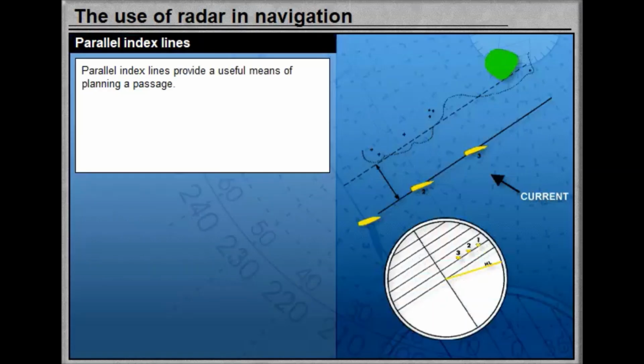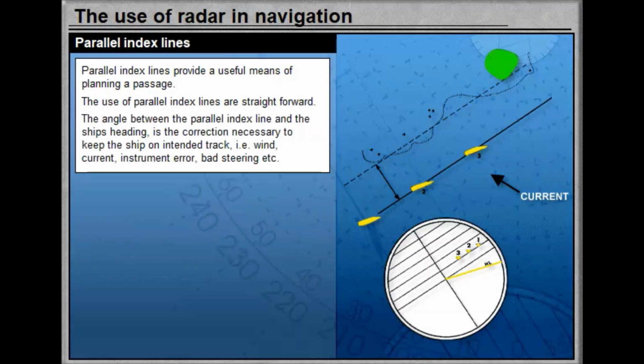With a gyro-stabilized radar presentation in operation, the parallel index lines provide a useful means of planning a passage at a required distance off a point of land or another selected object. The use of parallel index lines is straightforward, as the navigator sets the cursor's bearing line to the course required to make good. Then he manoeuvres the ship so that the target's echo moves along the parallel index line, which passes the required distance off the centre of the display.